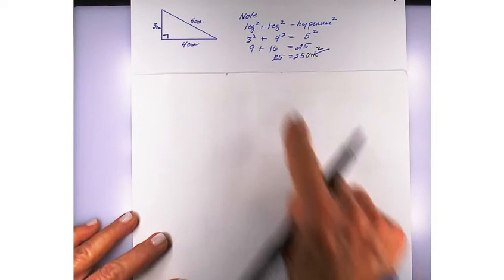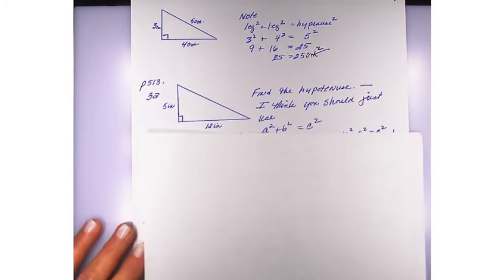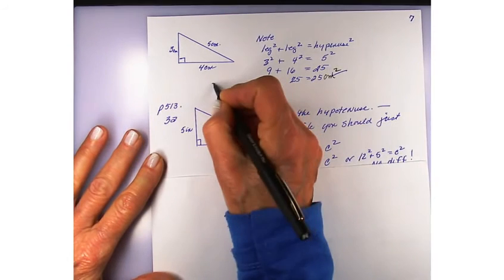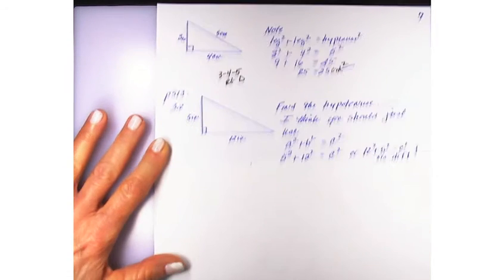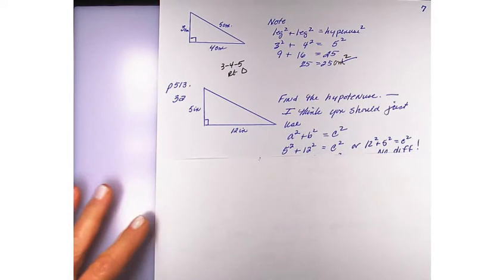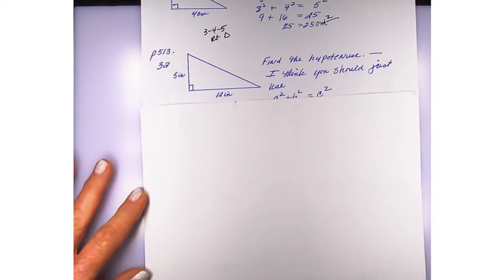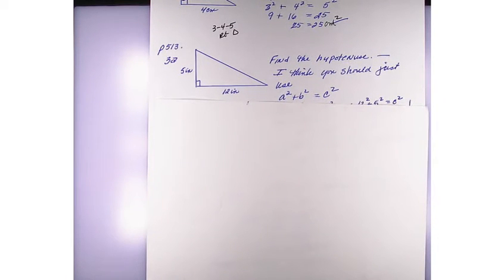And I'm showing you that indeed 9 plus 16 is 25. So looking at, this is called your 3, 4, 5 right triangle. And we just use it in math in every class. It just works out very nicely because the numbers are whole numbers. Look at page 513.